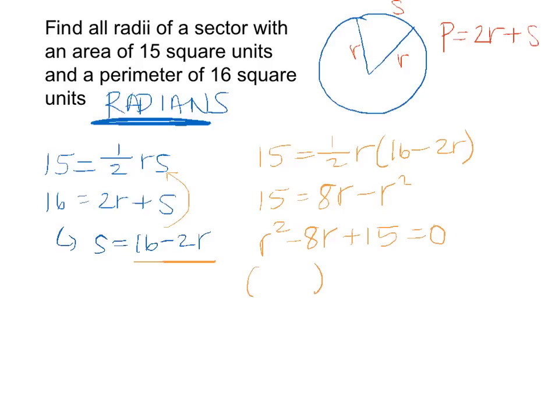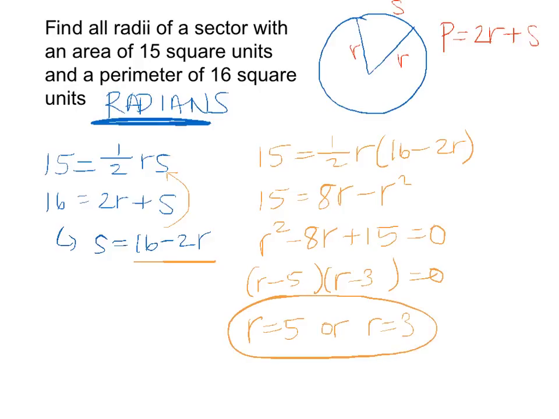At this point, when I try to factor, I know we end up with r minus 5 and r minus 3. So my possible radii here are 5 and 3. That means that there are two possible circles where the area can be 15 and the perimeter can be 16. Excuse me, two possible sectors where that can be the case.